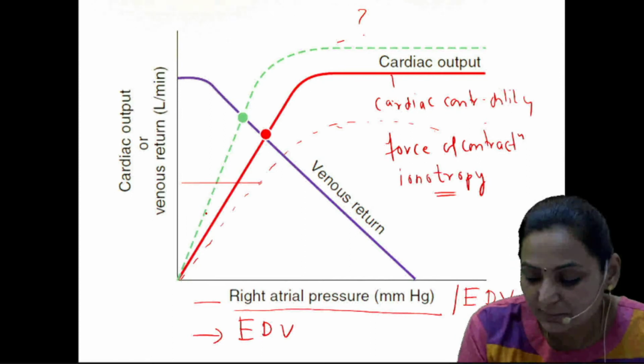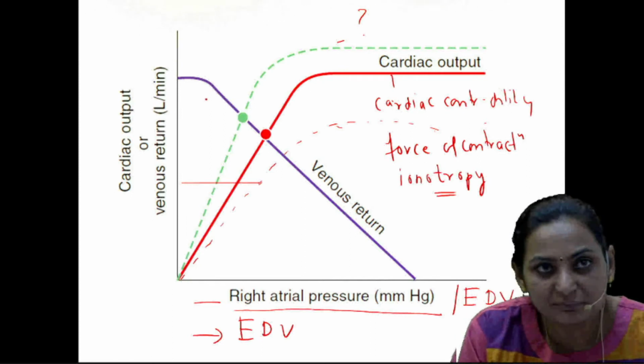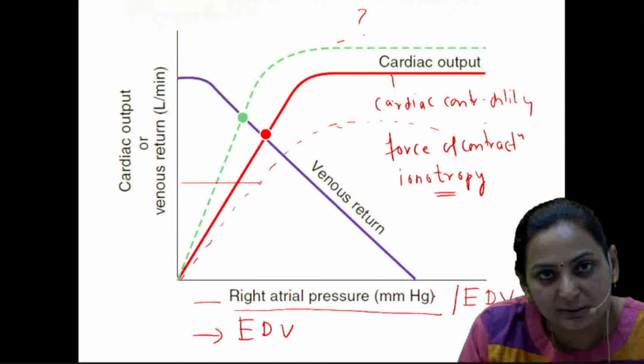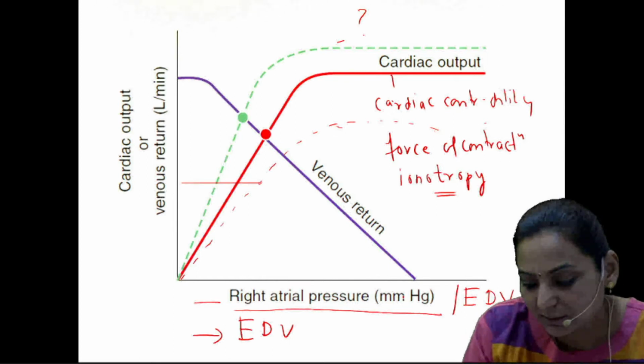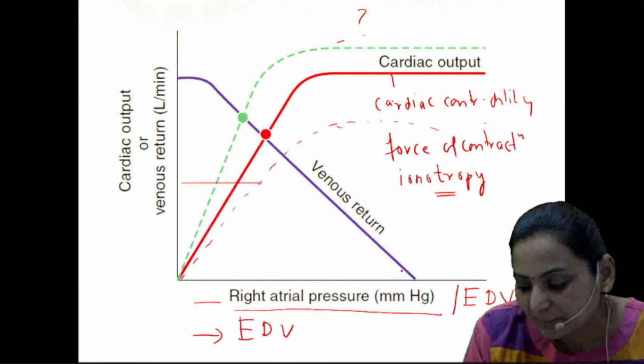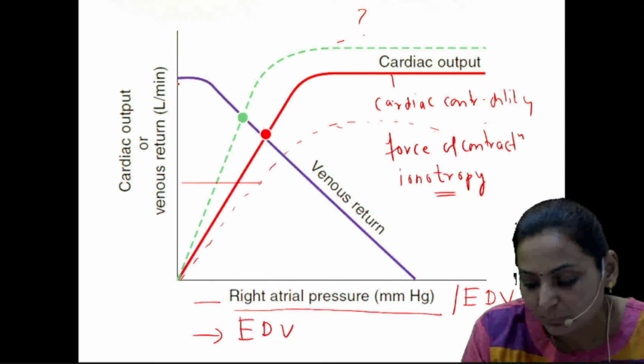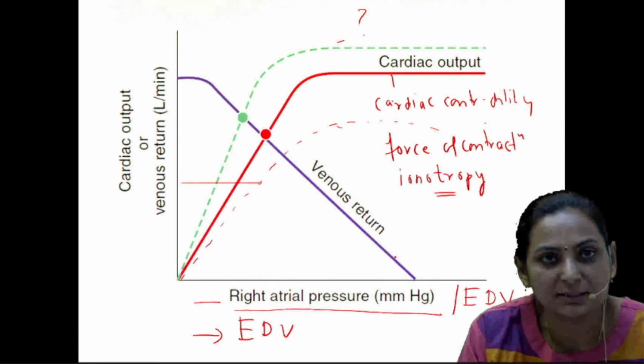Now suppose this is the venous return graph, and you can see as the right atrial pressure increases, the venous return will decrease. It has an inverse relationship. The venous return will go on decreasing.